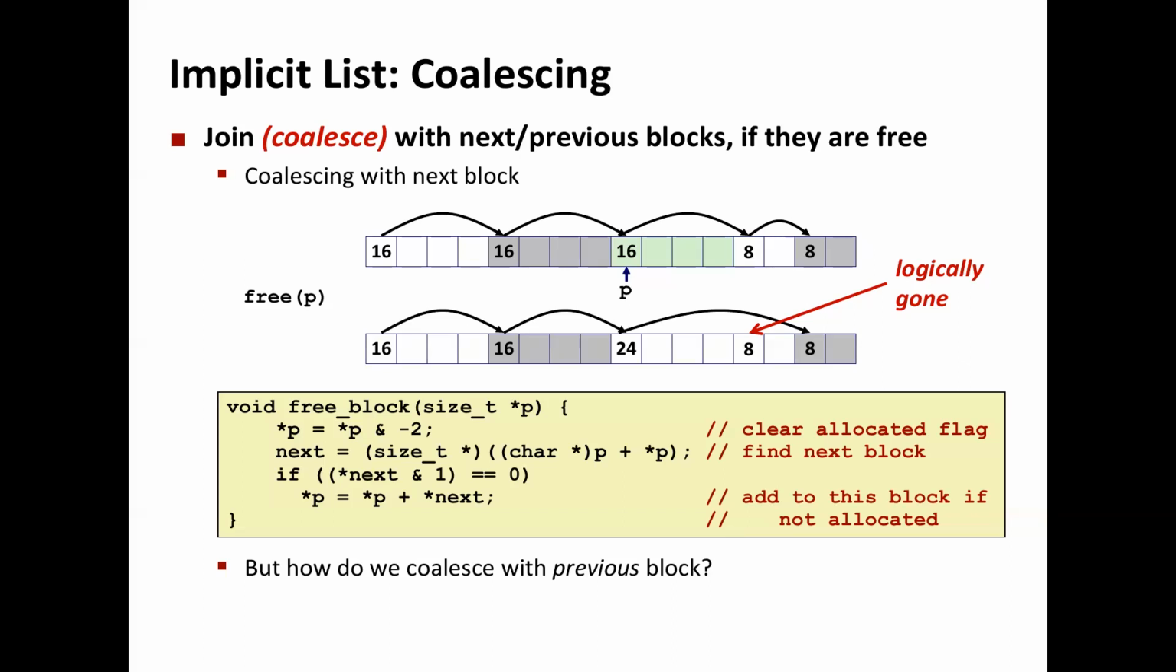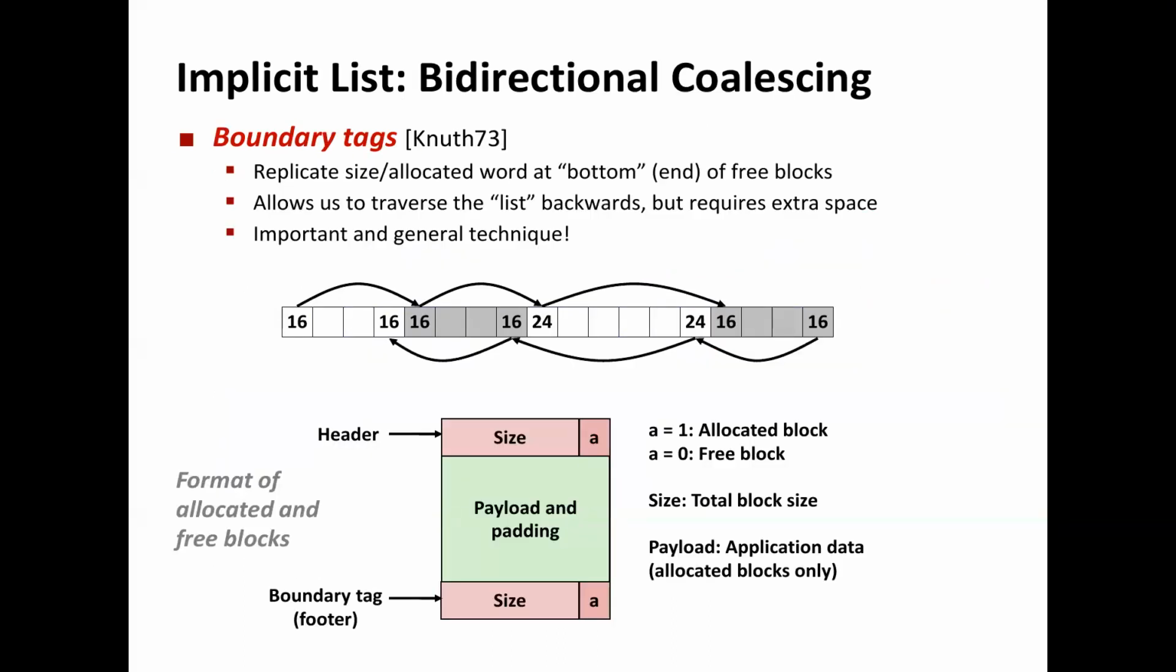Well, it turns out there is a very simple solution to this. So let's just use a footer, in addition to the header. This is also known as a boundary tag. So we'll replicate the size and allocated word at the bottom, at the end of the blocks. So that way we will be able to traverse backwards. Let's just assume for a moment that this is for all blocks, we'll get to optimizations later, right?